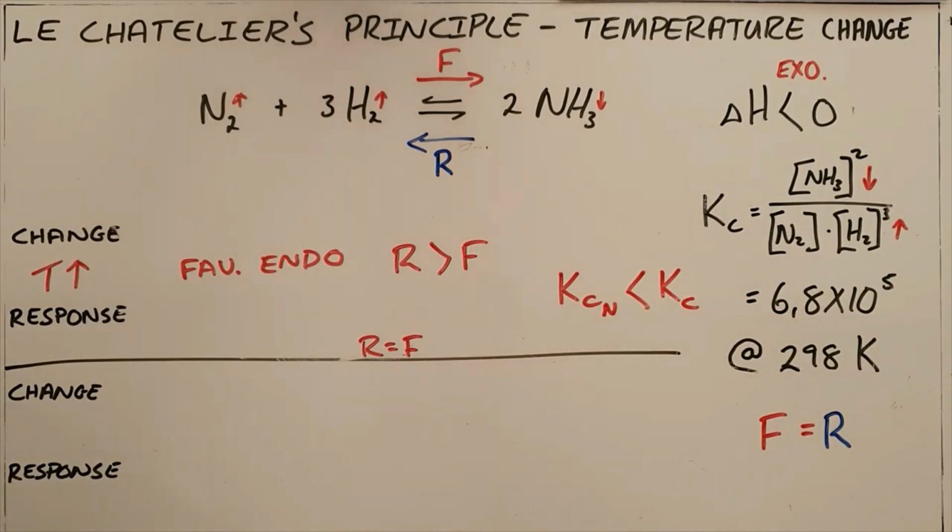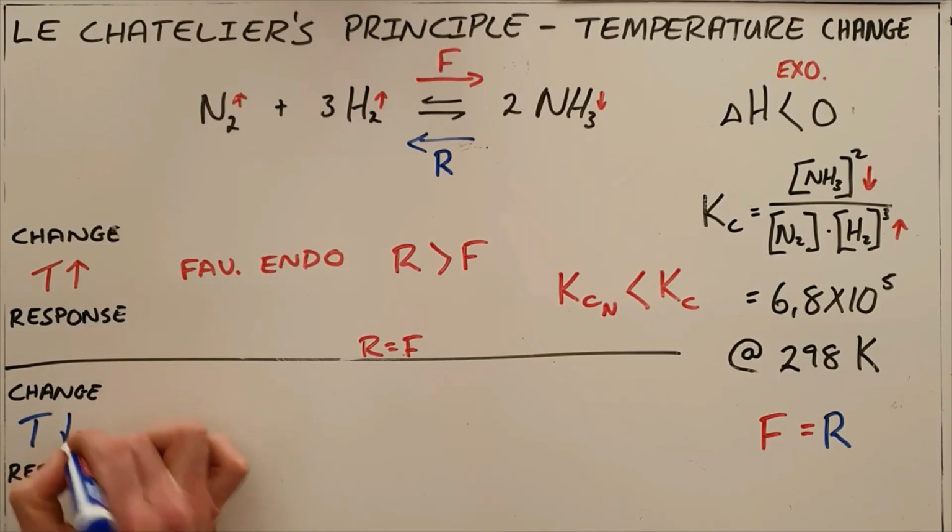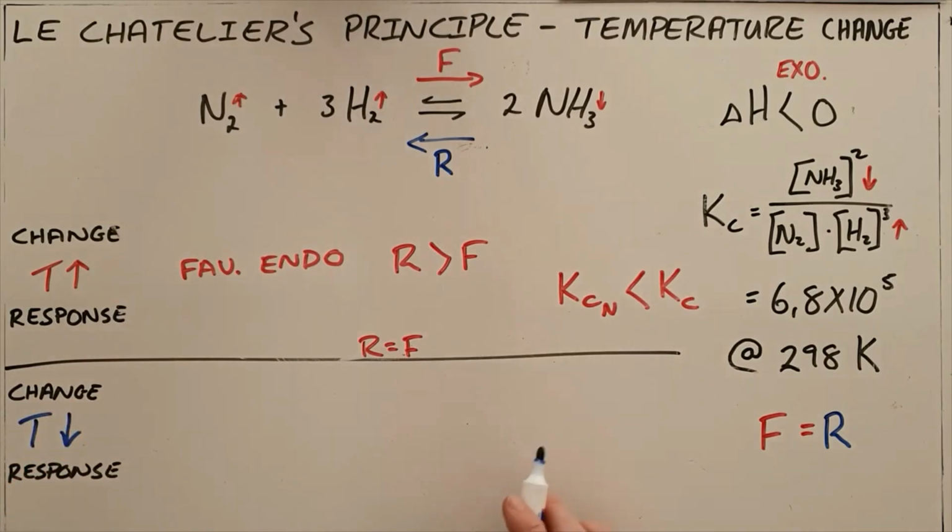We can do another example where we see what would happen if the temperature of this was externally decreased. Once again, Le Chatelier's principle says that we will favor the direction that undoes that change. So we try to decrease the temperature.